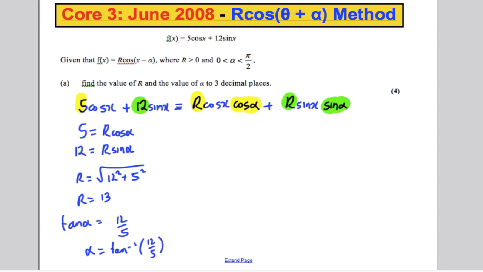So inverse tan 12 over 5, you get yourself 1.176. So alpha is 1.176. So in this correct form, you would have it in the form 13 cos of x, subtract 1.176 radians, and you'd be done.